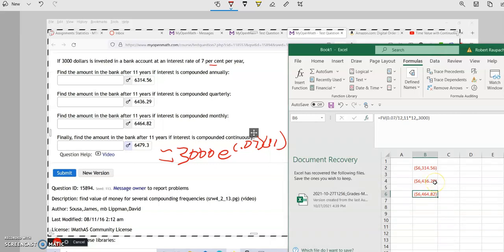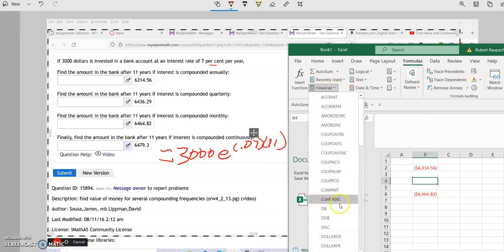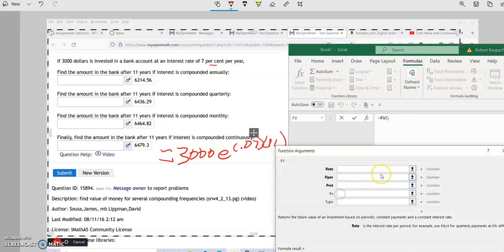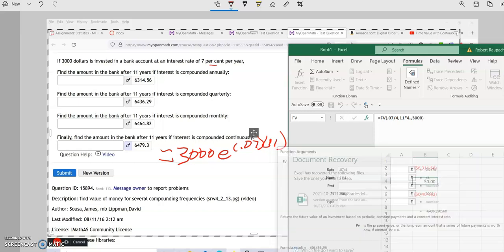Oh, I'm sorry. This one I did quarter. I did 12 already. All right, let's redo the quarterly. I did 12 twice. Sorry about that. Future value, rate 0.07 divided by 4, compounded quarterly. However many times it's compounded a year, you have to divide by. And the number of periods, same thing, 11 times 4, okay? Present value, 3,000. Okay, there we go.